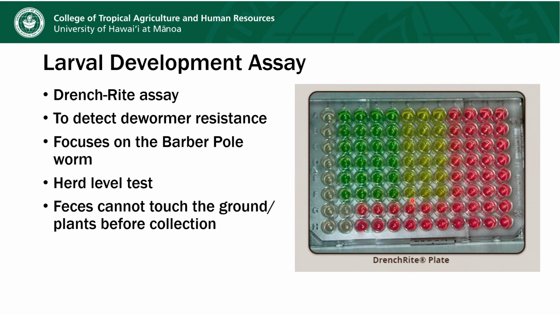So this beautiful, colorful test is the DrenchRite test, which is the larval development assay that's performed at the University of Georgia. And in this test, they will actually take the eggs from the feces and they will hatch the larva out from them. And by examining these tiny little larval worms, you can actually make an accurate identification. Remember how I told you that the eggs for a lot of these parasites look the same? Well, the larva to a certain degree can be distinguished from one another.